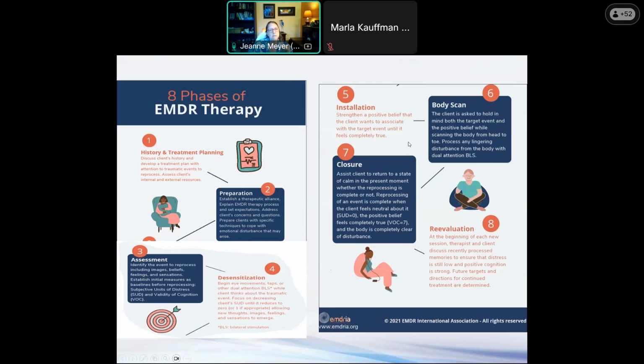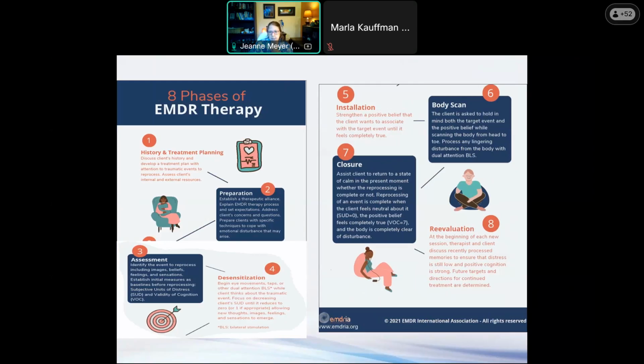And then in phase 5, we are looking to see if there's anything left that didn't get processed. So we see a big movement in phase 4. And then in phase 5, we're like, okay, so now when you think about the trigger and I say this positive belief, what happens? And then if there's still a discrepancy, the cognitive dissonance, then we'll continue using the bilateral stimulation until that resolves. Then after that's resolved, we go back and do a body scan.